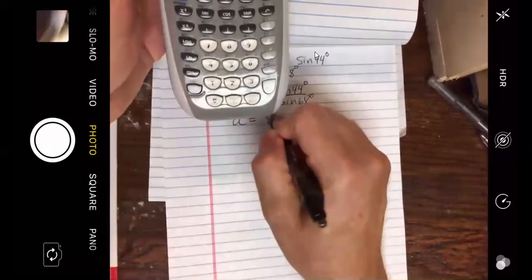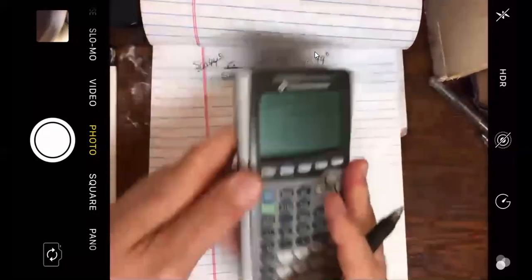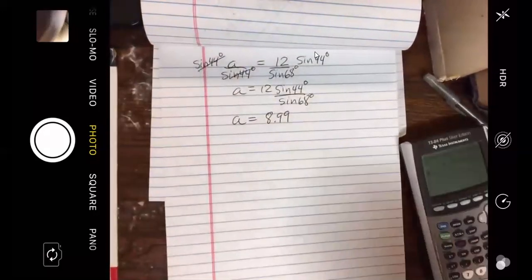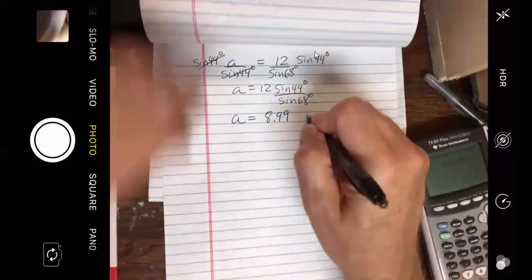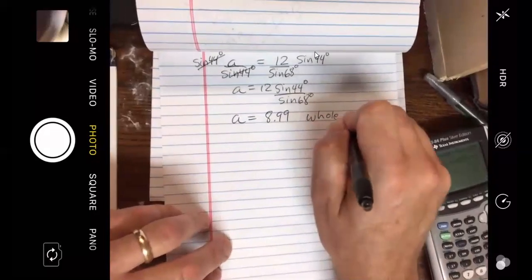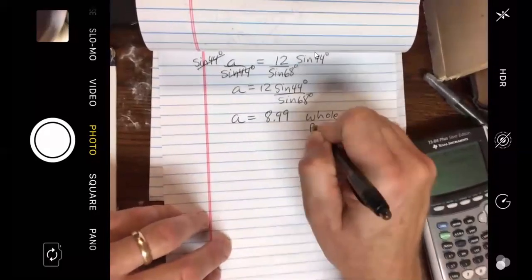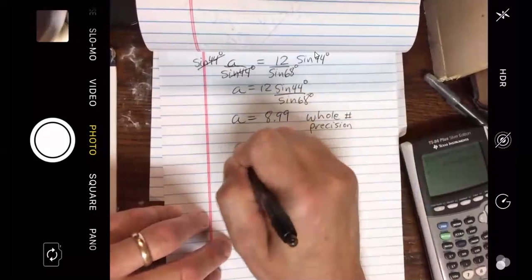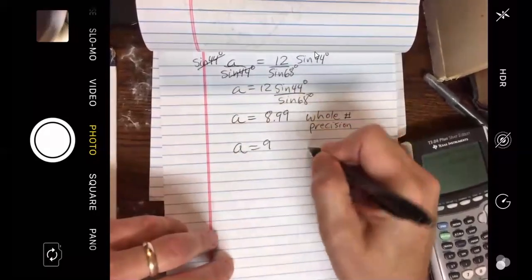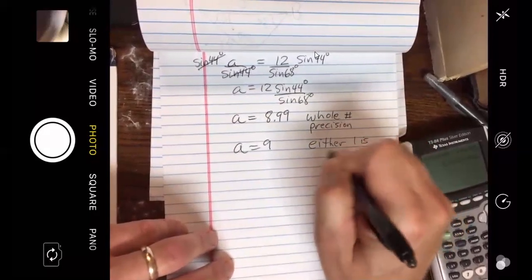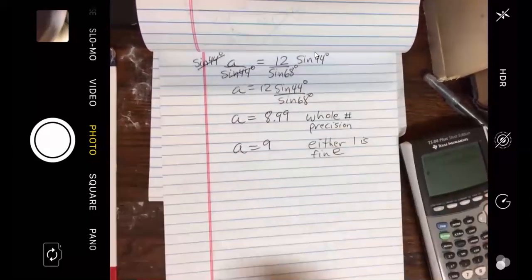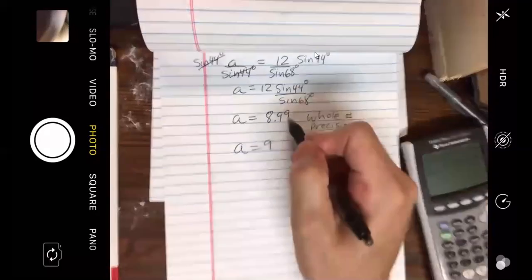8.99. Again, if you left it 8.99, I wouldn't mark it wrong. The precision in the problem, it's whole number precision on the sides. So we're going to call it A equal 9. Either one is fine. It's not like I marked this wrong and this right.